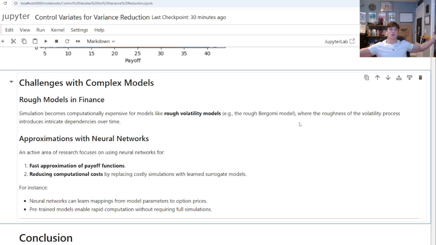I hope this was a fun toy example to illustrate variance reduction. Clearly it's a toy example because if you have the average stock price at maturity under a specific model, then why on earth would you need the simulation in the first place?